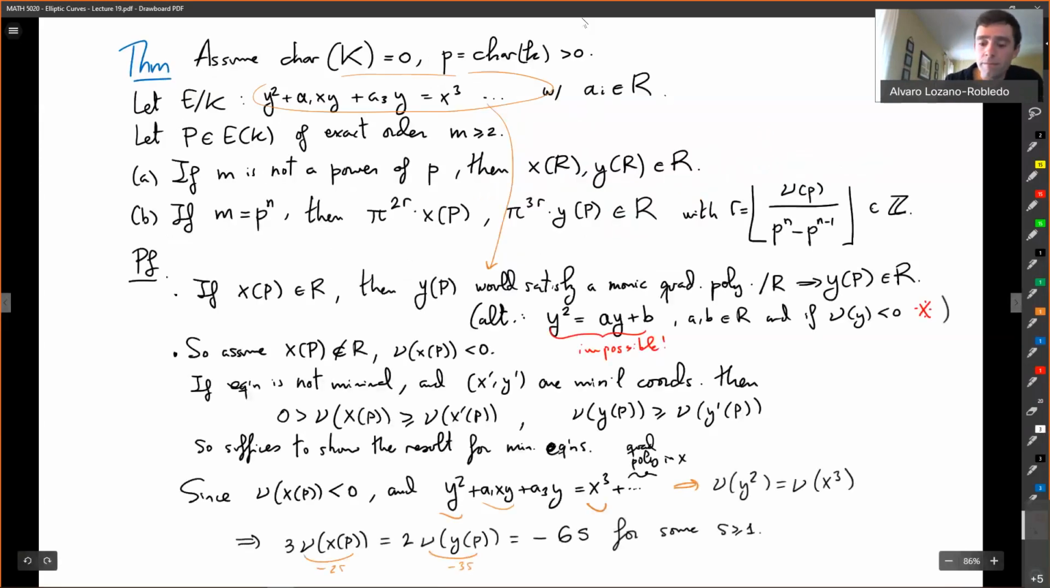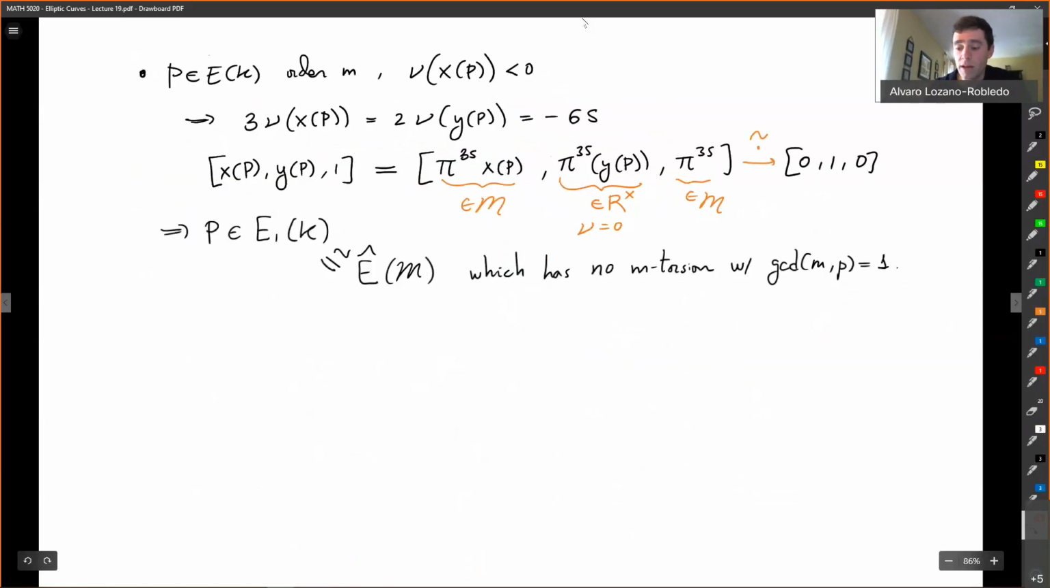Here is part A. If m is not a power of p, then there's going to be something that is not a power of p. But in any case, it has no m torsion, therefore this point cannot be non-integral. Or if it is non-integral, then m must be a power of p. All right. So this proves part A.